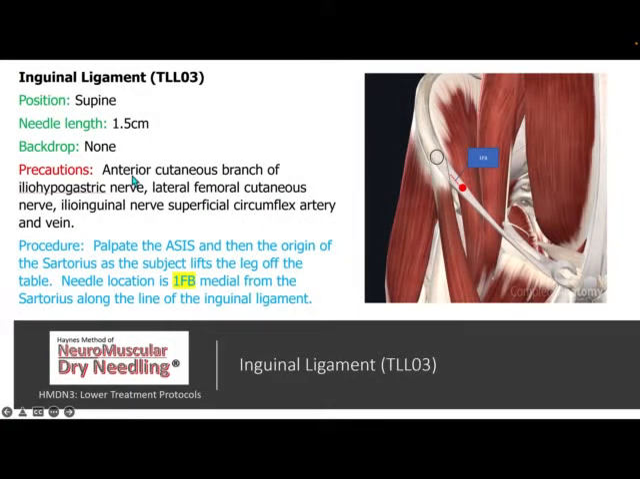Then lastly, the inguinal ligament. The inguinal ligament can present as a clinical problem. It's not common, but we do have it there, and it's so close to where we needle sartorius that I include it in the event that we are dealing with something significant there. We're just going to be one finger breadth medial from sartorius along the line of the inguinal ligament.